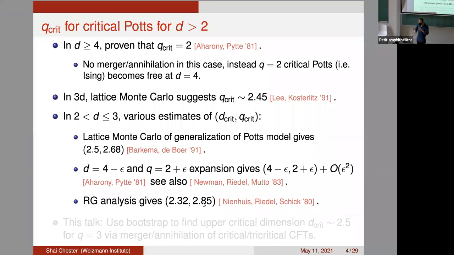So there hasn't been any analysis so far which directly applied to the Potts model, was directly a conformal field theory, and was completely non-perturbative. And so that's what this talk is going to hopefully fill in that gap.